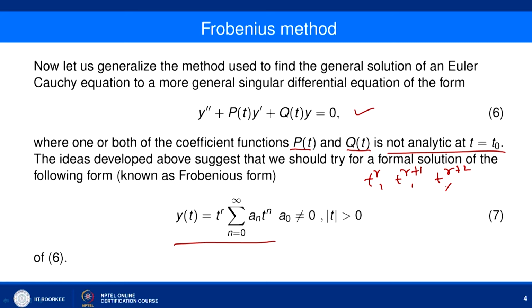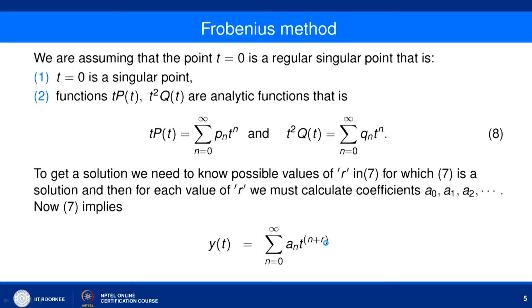So, keeping this idea, let us take the solution as y(t) equal to t to the power r times the summation over n equal to 0 to infinity of a_n t^n. Without loss of generality we assume that a naught is not equal to 0, because if a naught equal to 0, then we can write t to the power r with n starting from 1 to infinity of a_n t to the power n, and we can write it again in this form. So, the first term of this series is non-zero, and here we are assuming that the modulus of t is greater than 0.